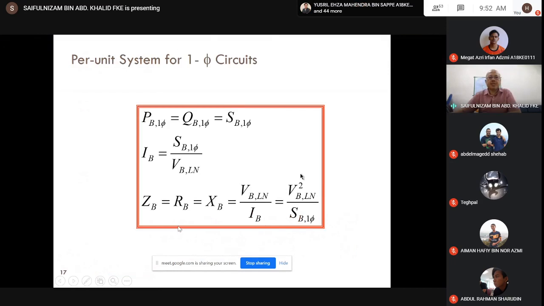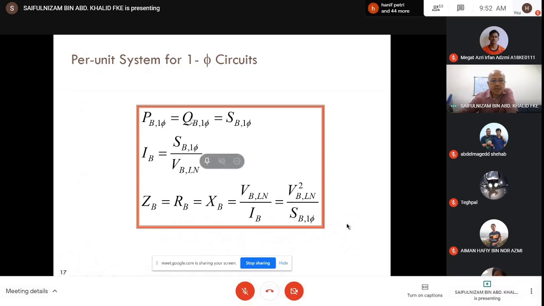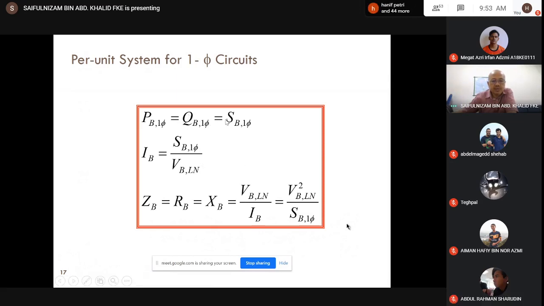Okay, for a single phase circuit, the per unit system is given by this important expression. P is the real power, measured in watt. P base one phase is equal to Q base one phase, and also corresponds to S base one phase. For a one phase circuit, P, Q, S are similar. The base value, for example, is 200 kilowatt here, and 200 kVA here, right?